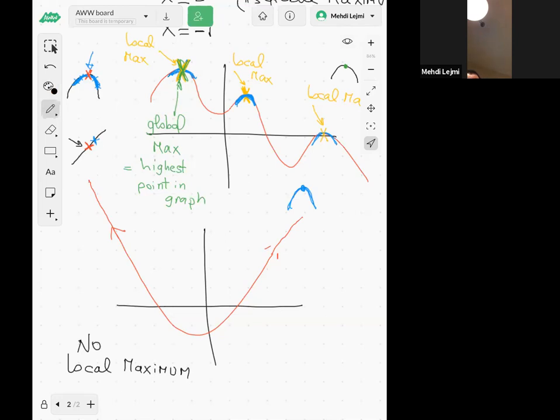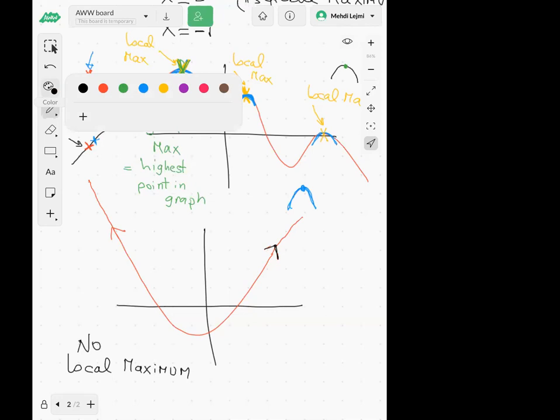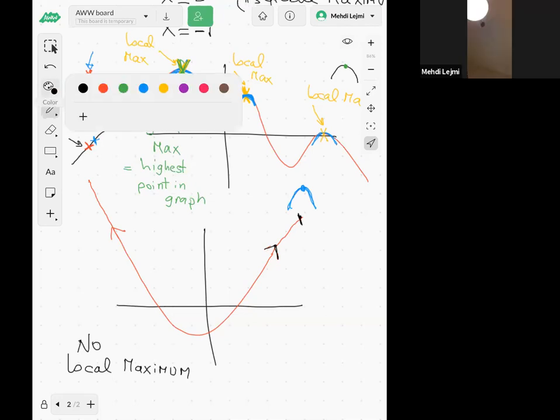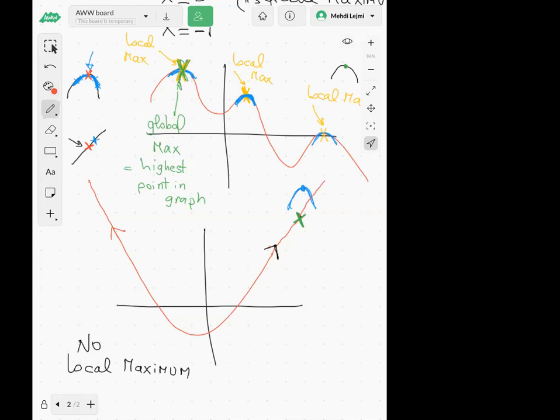And obviously there's no global maximum, because if you say this point is my global maximum, well, then my graph is supposed to continue here, and so I would get higher points, right?